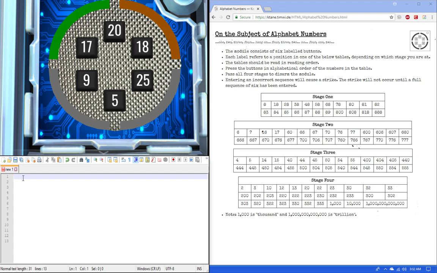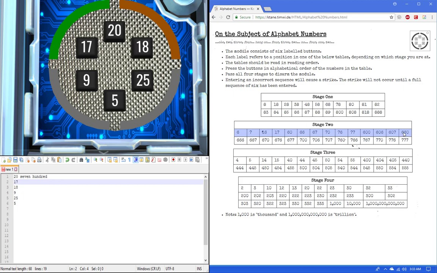So for our numbers here, we've got 20, 17, 18, 9, 25, and 5. I think these are divisible by 14. Let me check. 1, 2, 3, 4, 5, 6, 7, 8, 9, 10, 11, 12, 13, 14. So this is 14, 15, 16, 17, 18, 19, 20. So 20 is referencing 700, which I'm just going to write down instead of typing in the number. So we've got 700, that's 20.